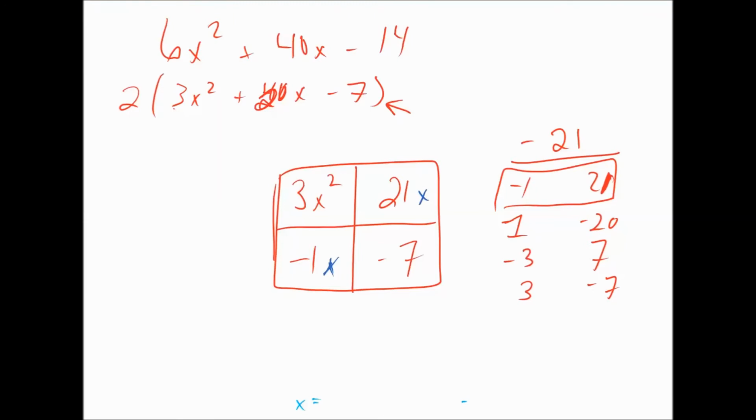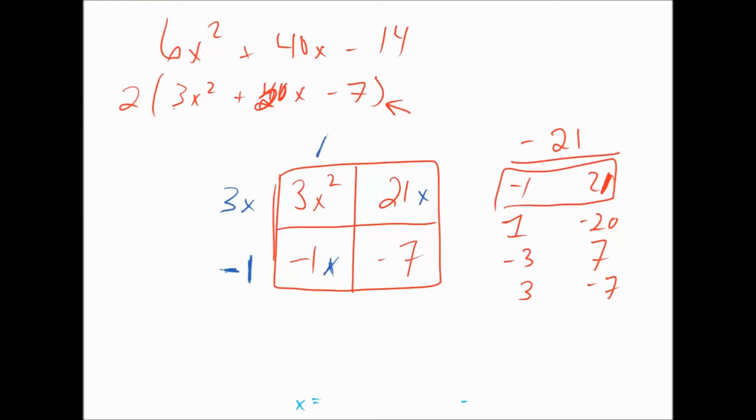And we're going to look. Is there something we can take out of those rows? So, can we take something from negative 1 and negative 7? We can take a negative 1 out. Can I take something from 3x squared and 21x? We can take 3x. Okay, 3x squared and negative 1x.